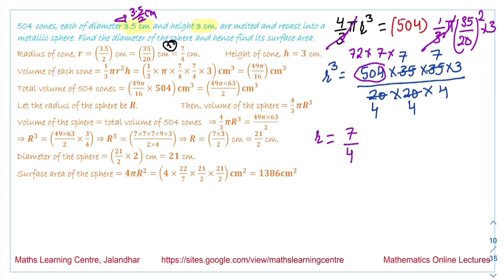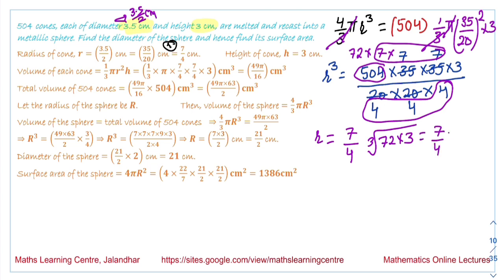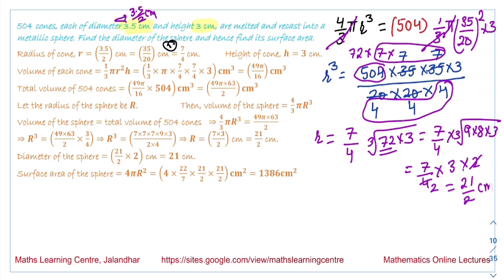So the value of r is 7 by 4 common. We are taking the cube root on both sides. So there are three 7s over here, so we write 7 by 4, there are three 4s over here, and we are left with the cube root of 72 into 3. The answer is 7 by 4 into the cube root of 9 into 8 into 3, which is 7 by 4 into 3 into 2. These two values get cancelled, and we are left with 21 by 2 centimeters.